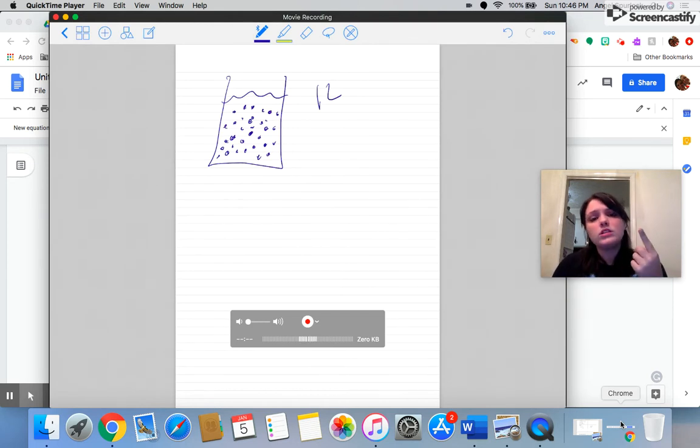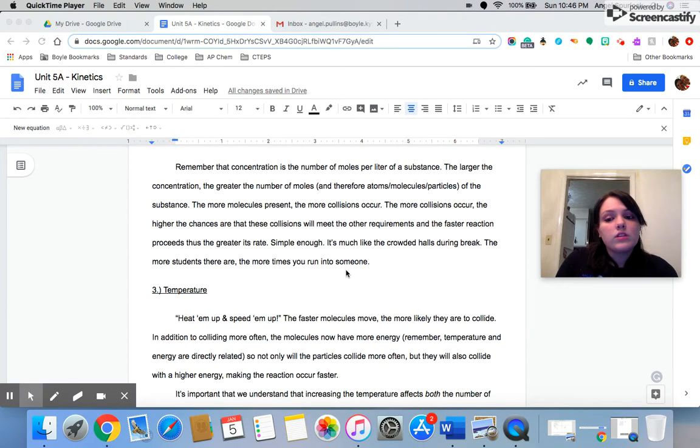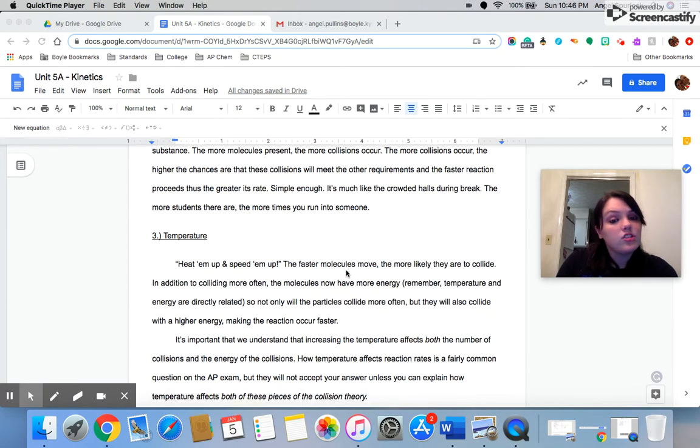When we increase the concentration of a substance, we're increasing the number of particles that that substance has. If we increase the number of particles that it has, we're going to increase the number of collisions. And the more collisions that we get, the faster our reaction occurs. Okay? So that's how concentration affects our rates and how it's related to collision theory.